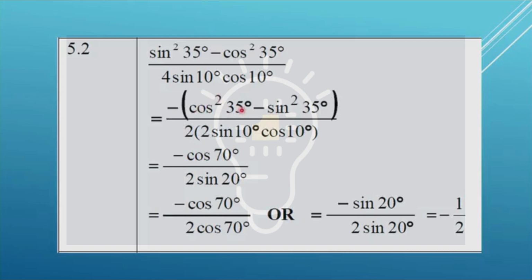Cosine squared theta minus sine squared theta is cosine 2 theta. So in other words, this is cosine of 2 multiplied by 35. What is 2 multiplied by 35? I can hear you saying it. Yes, it's 70. So in my numerator, this simplifies to minus cosine of 70 degrees.